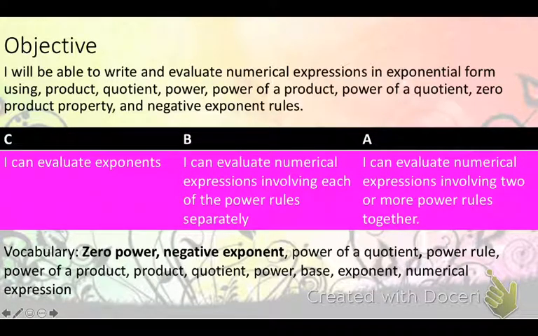Our objective today is I will be able to write and evaluate numerical expressions in exponential form using product, quotient, power, power of a product, power of a quotient, zero product property, and negative exponent rules. So that is a lot of rules there, but we have learned all of them except for zero product property and negative exponents. So we're just adding 2 more today.